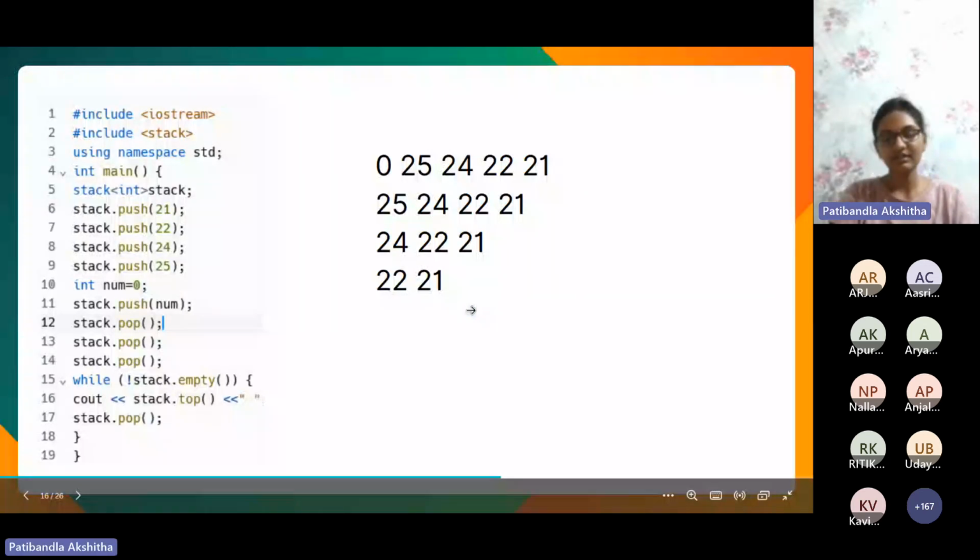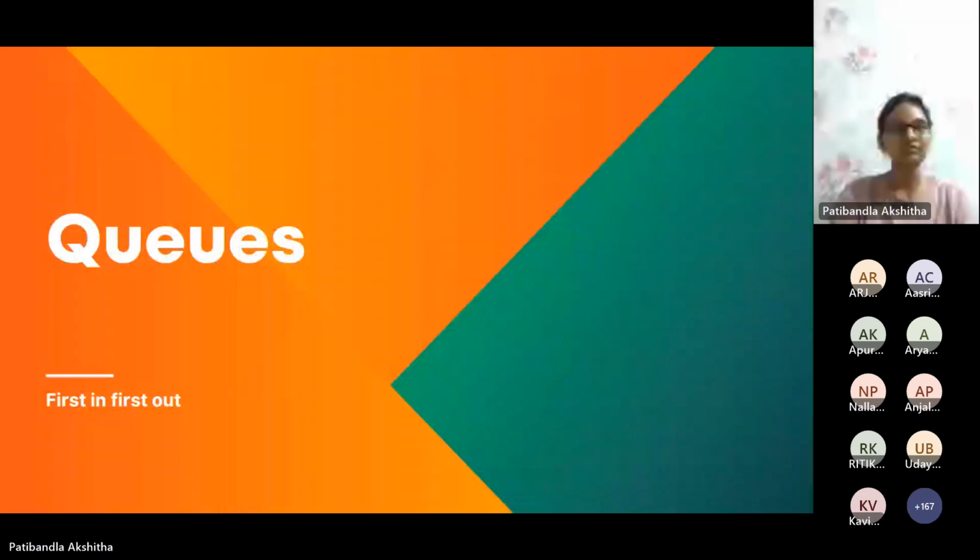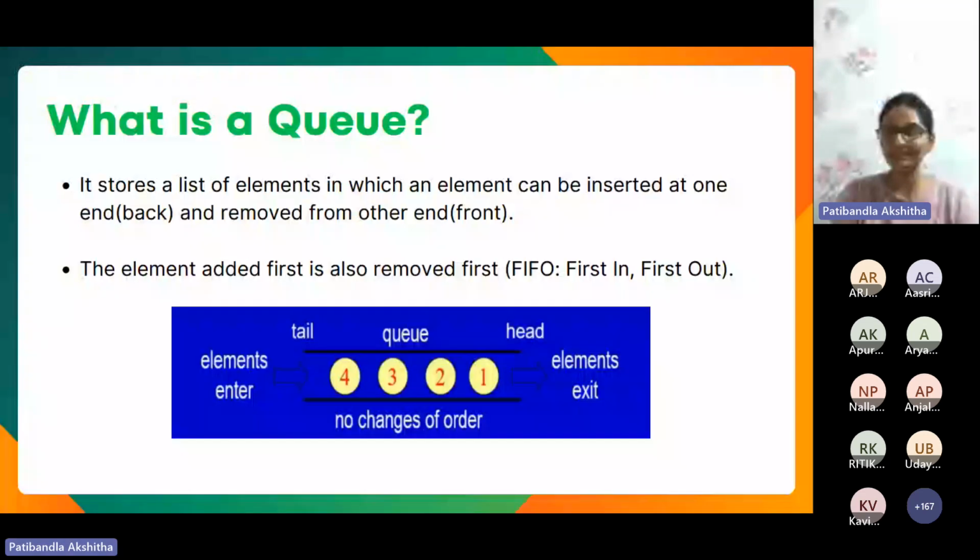Next, we move on to queues. This data structure is similar to stacks, but here elements are inserted from one end and removed from the other end. That is, the elements are inserted from the back side and the elements are removed from the front. You can think of it as a queue in a bank or ATM, where the first person who entered is the first person to leave. So it is first in, first out.